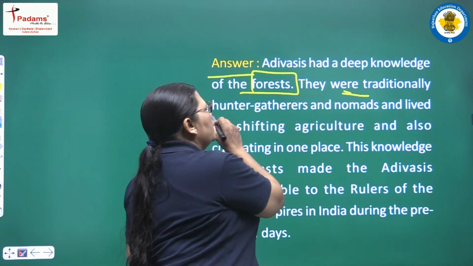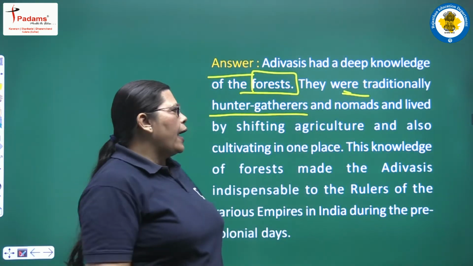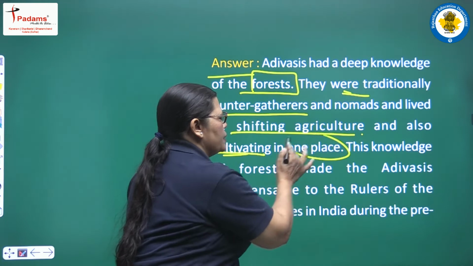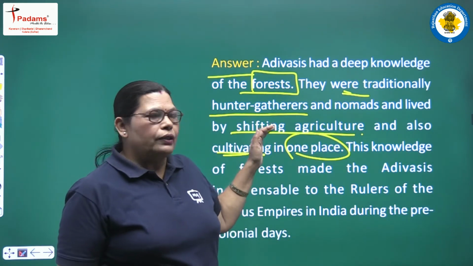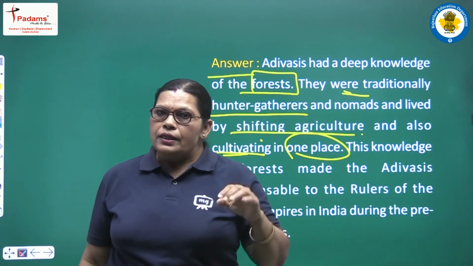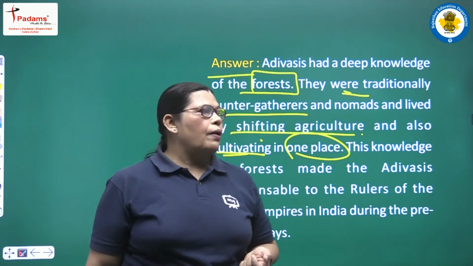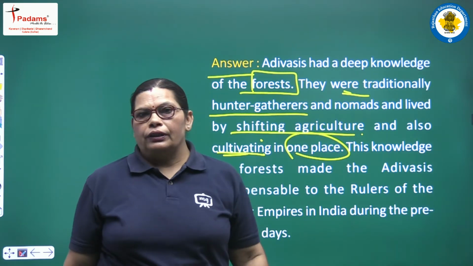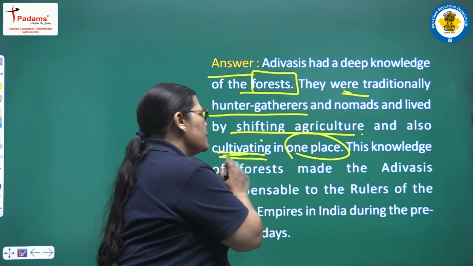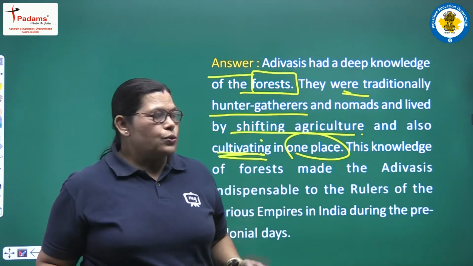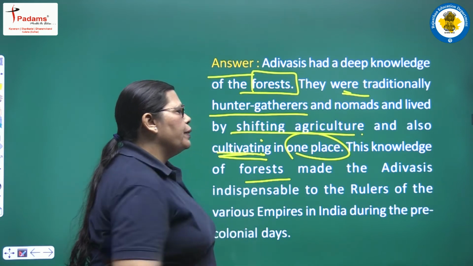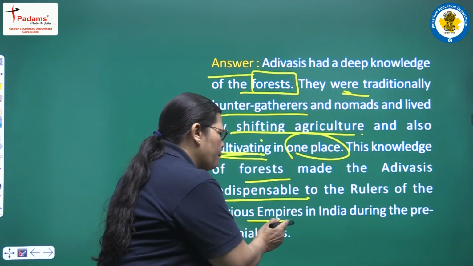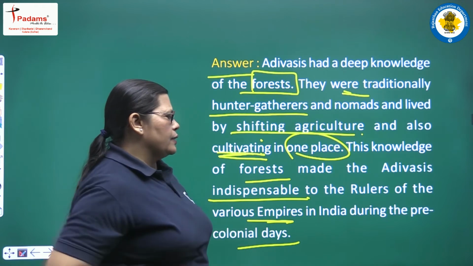They were traditionally hunter gatherers and nomads and lived by shifting agriculture and also cultivating in one place. So this one is the situation of Adivasis, that they were traditionally hunter gatherers. ज़्यादातर उनका क्या काम है, hunter gatherers के रूप में वो काम कर रहे हैं, as well as nomads, and shifting cultivation, shifting agriculture is their main part of life, as well as cultivating in one place is also there. So as per this one, this knowledge of forest made the Adivasis indispensable to the rulers of the various empires in India during the pre-colonial days.